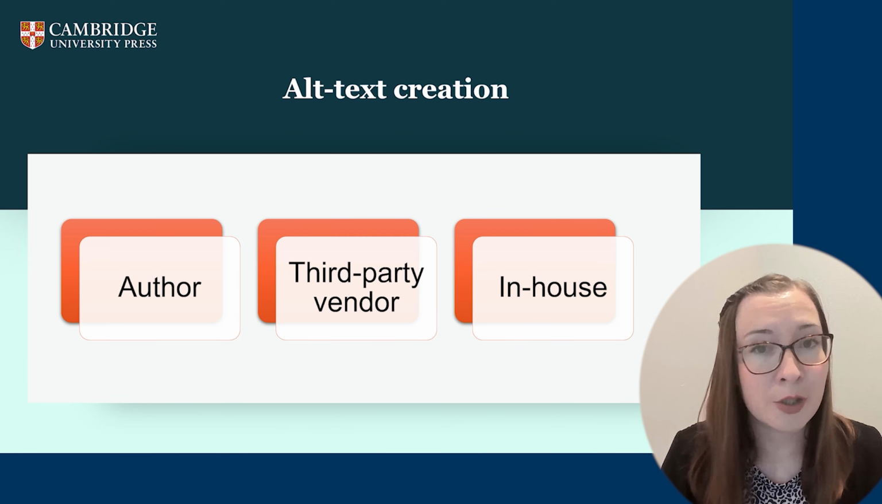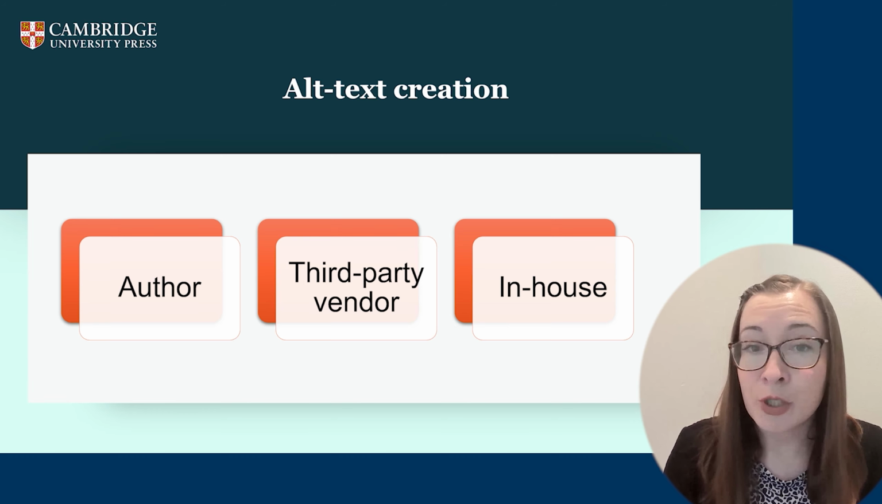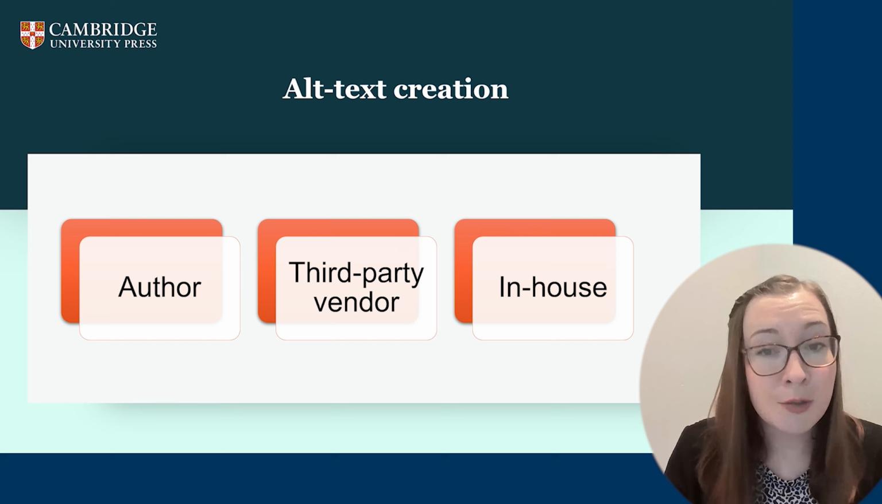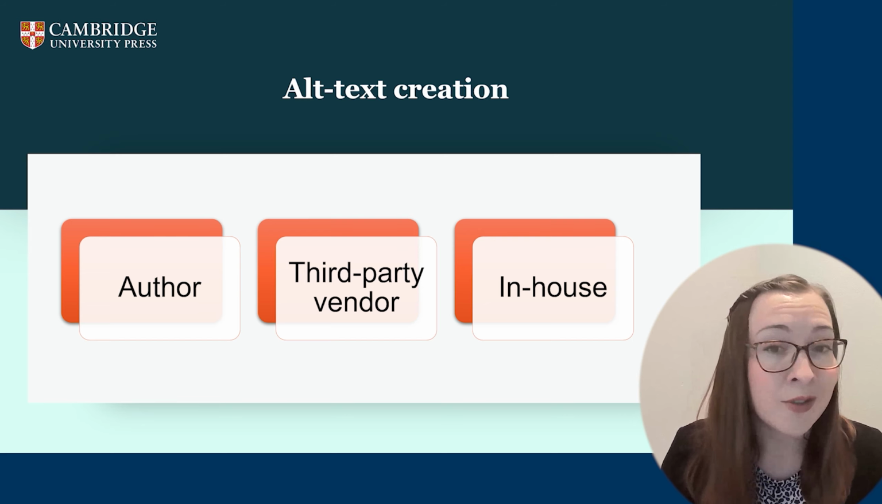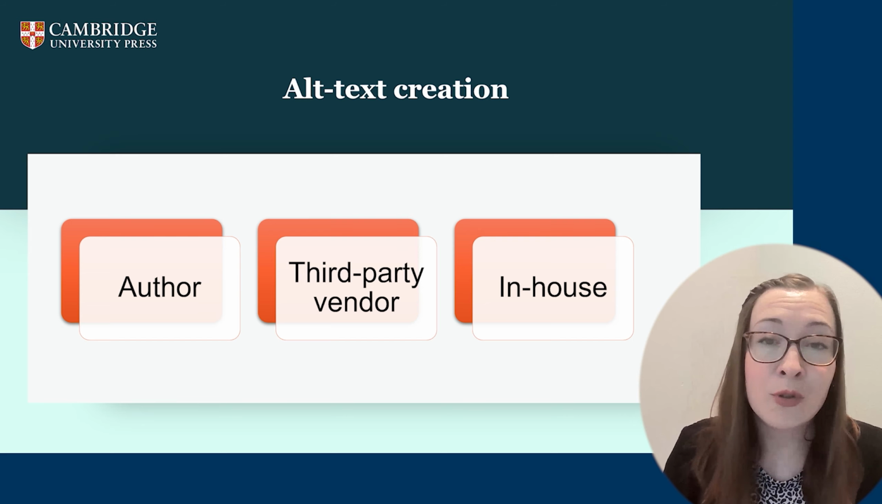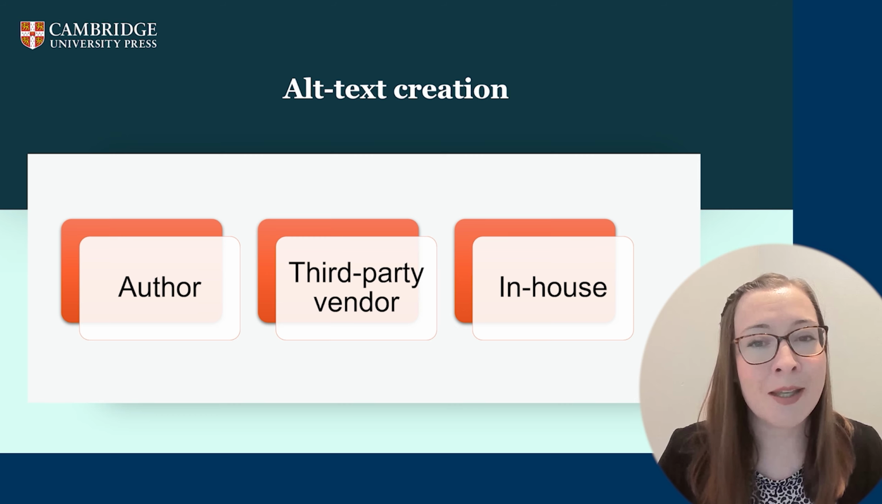To start, alt text creation. First of all, who is going to be creating your alt text? There are generally 3 options: your author, third-party vendors, or you do it in-house. All of these have pros and cons, and of course you want to balance your needs regarding quality, cost, and speed. Authors can be a good option because they know their content best and therefore are arguably best placed to describe their own images. And of course, this option is free, which is always welcome.